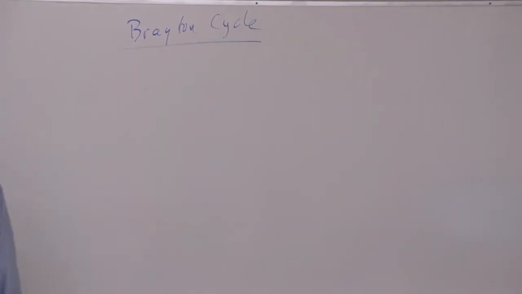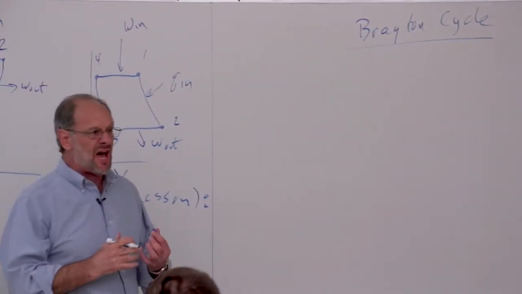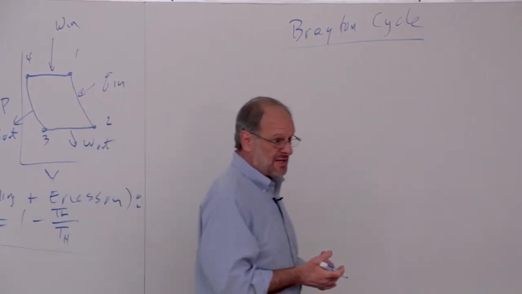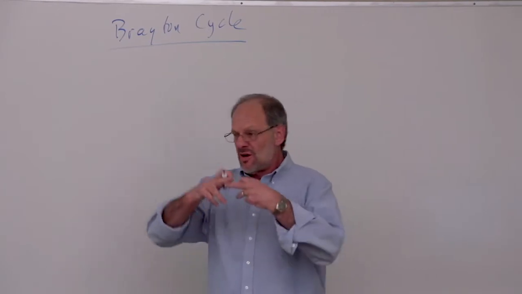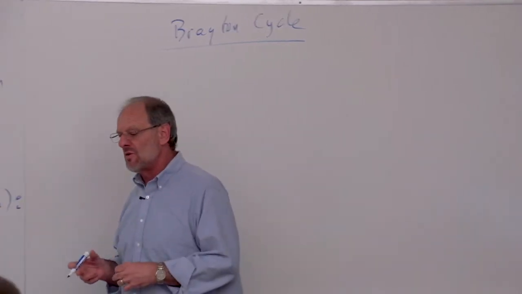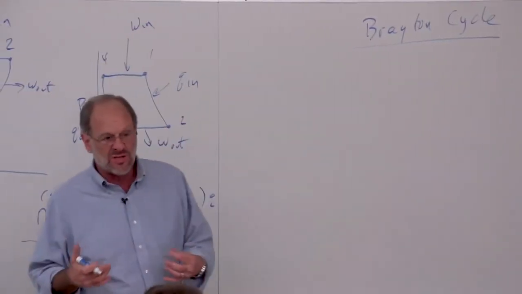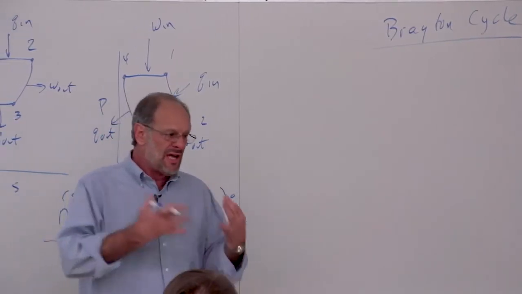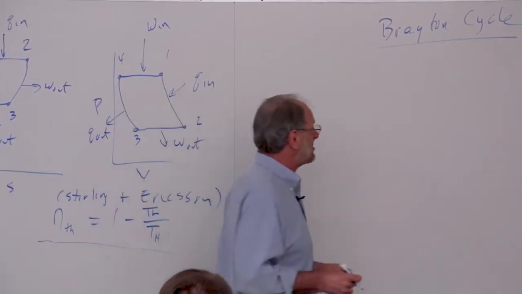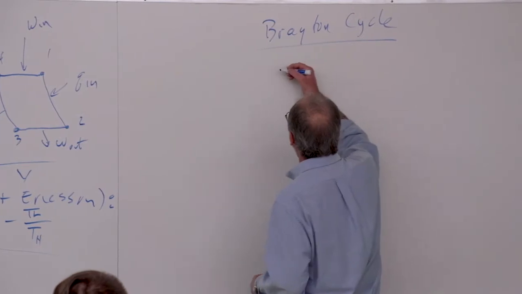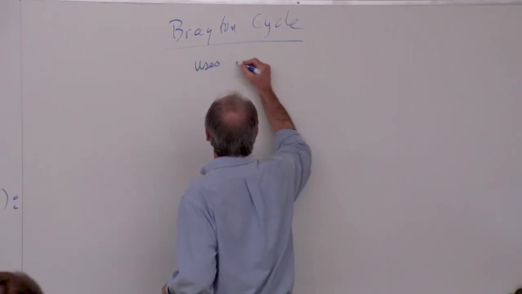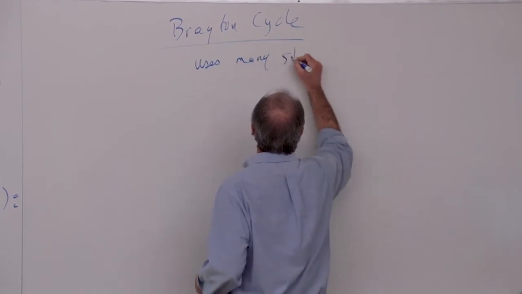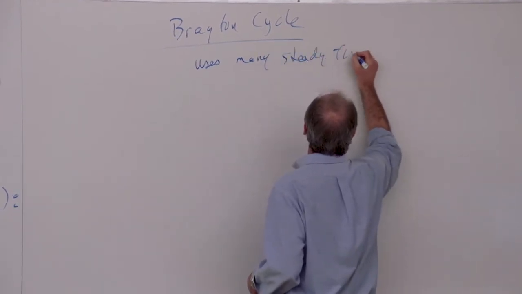Now, the Brayton cycle is not a reciprocating engine cycle, right? It just isn't. This is a series of steady flow devices that are all stuck together end to end, if you will. The net result being the ability to produce work, having given some heat input. I mean, that's what heat engines are all about, right? So this is not a reciprocating engine cycle. This uses many steady flow devices.